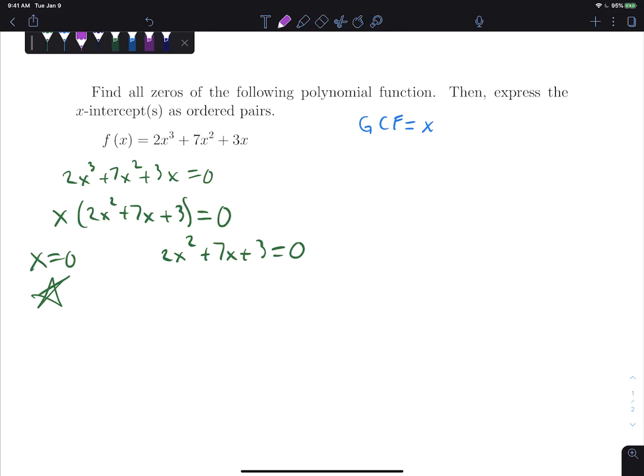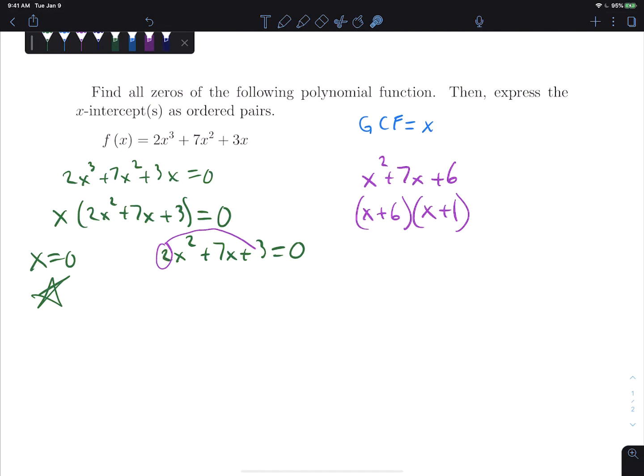So what I'm going to do is solve this by factoring. I'm going to take this 2 and multiply by the 3. I'm going to use bottoms up basically. And I'm going to get x squared plus 7x plus 6, and I'm going to factor that. The factorization of that is x plus 6 and x plus 1. Then divide everything by 2, because that was our leading coefficient here. So divide by 2, and simplify.